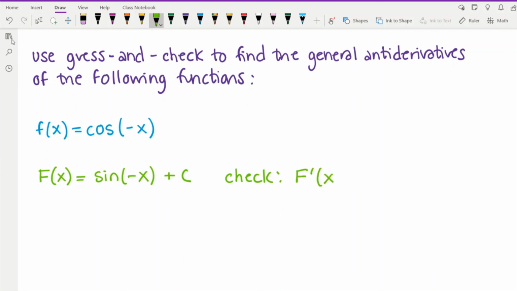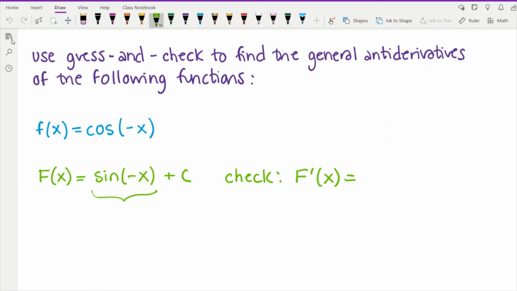So what happens when we take the derivative of sine of negative x plus c? Well, remember that when you're taking the derivative of what's called a composite function, you have to use the chain rule. If you don't really remember how the chain rule works, I would really recommend that you go back and study your Calculus 1, because it's going to be really essential that you understand and remember the chain rule for this class. I'll link some videos that I made for Calculus 1 that you can review.